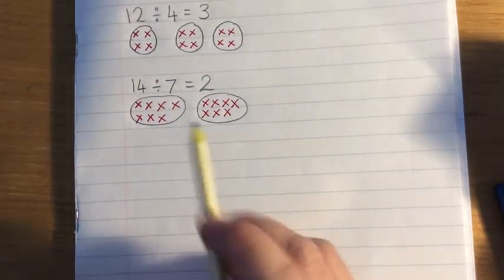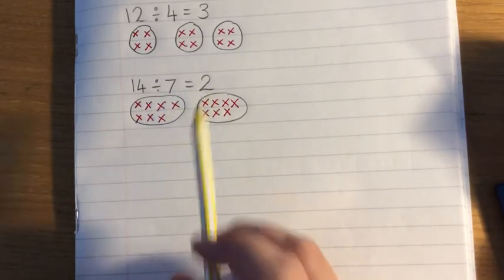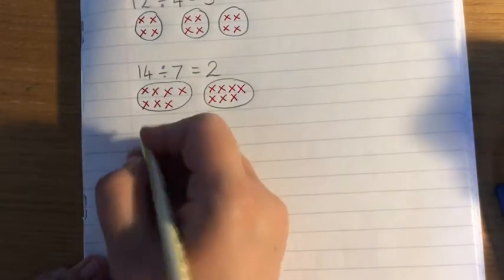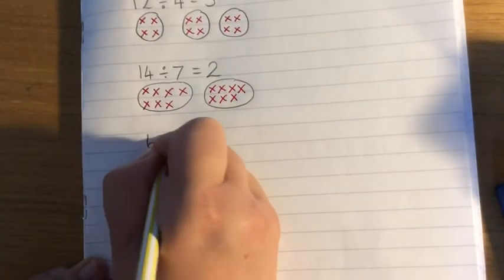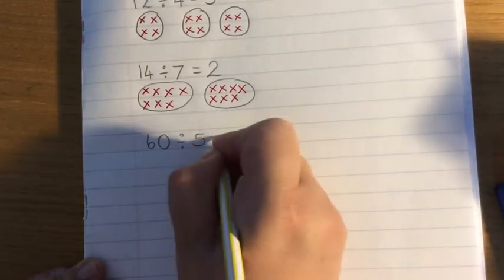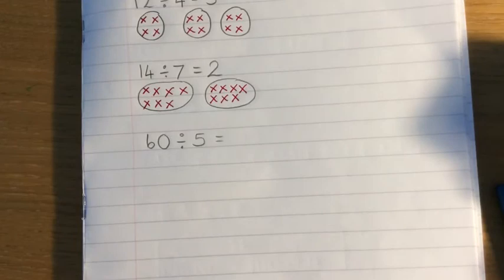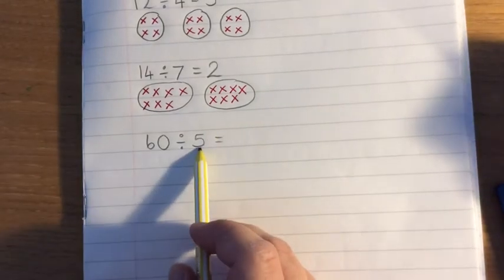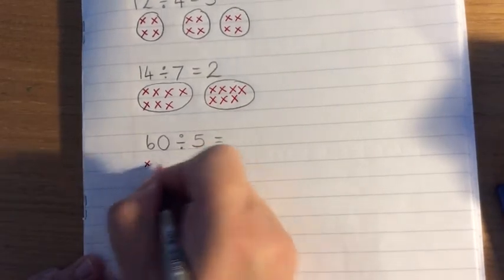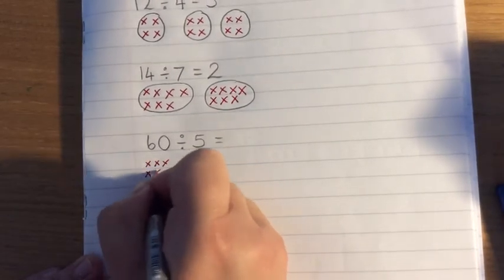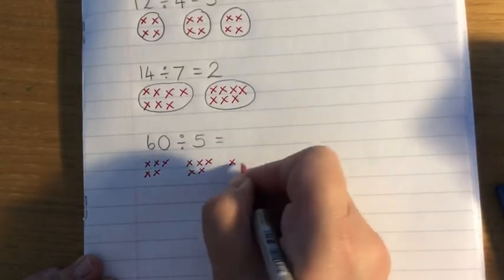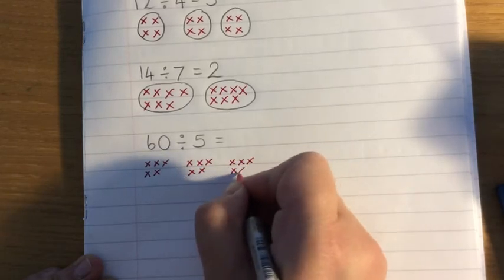Okay, so I'm going to do another one now, but this one's a little bit different. We might try it a little bit differently. So let's have a go at this one. We're going to do 60 divided by 5. So I could start doing my groups. I want to find how many groups of 5 go into 60. And I could start doing my crosses. I could go 1, 2, 3, 4, 5, 6, 7, 8, 9, 10, 11, 12, 13, 14, 15.